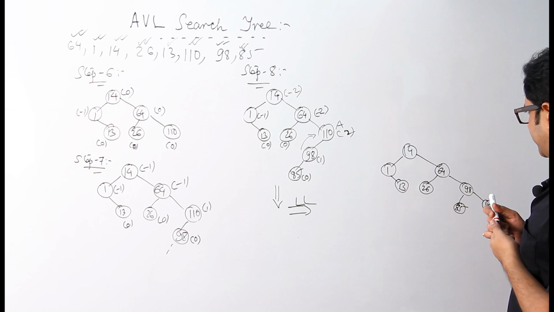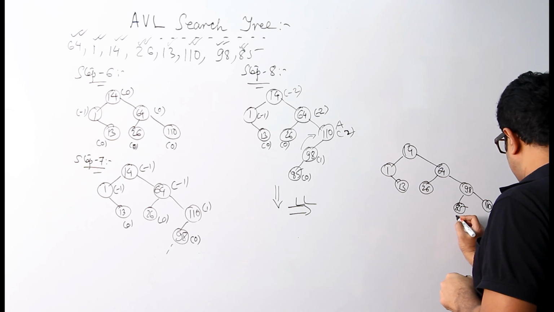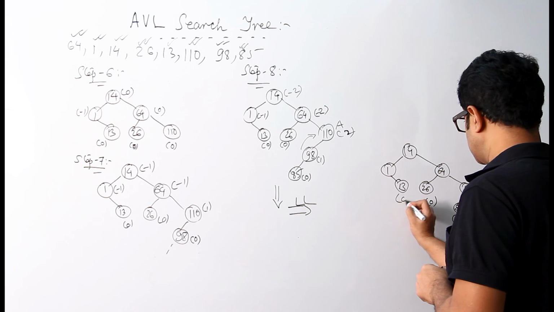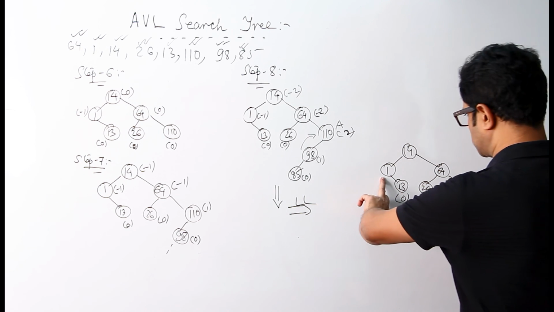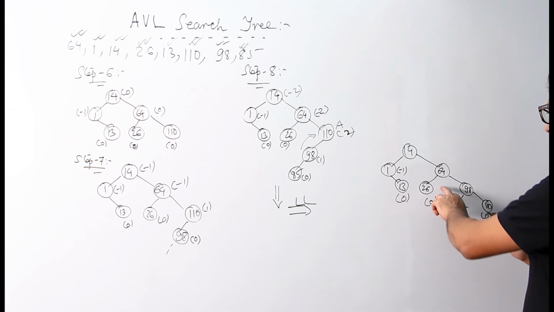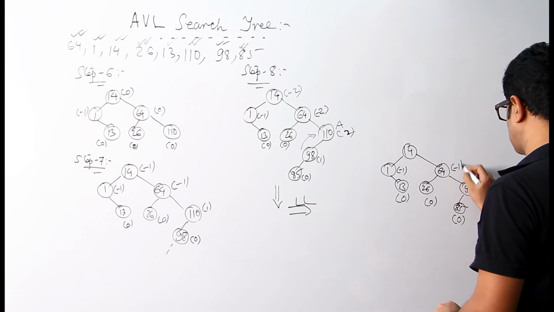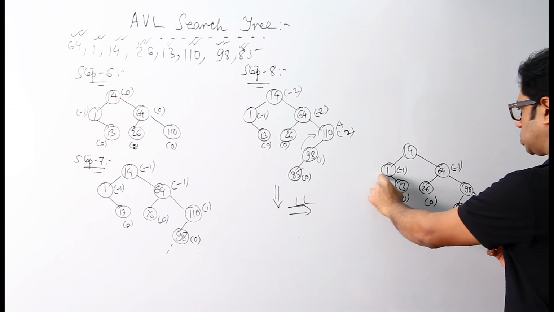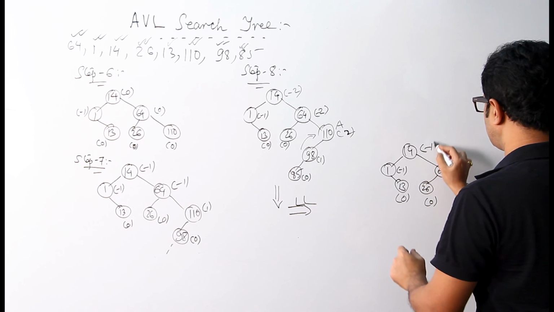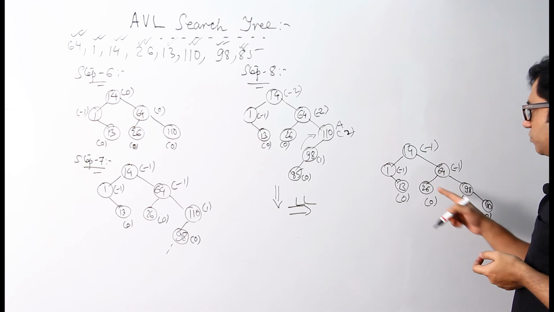So let us calculate the balance factors yet again. The balance factor of this leaf node is 0, this leaf node is 0, this is a leaf node, balance factor is 0, this is a leaf node, the balance factor is 0. The balance factor of this 1 is 0 minus 1, that is minus 1. The balance factor of this 64 is 1 minus 2, that is minus 1. The balance factor of this 14 is 2 minus 3, since 3 is the maximum, which means minus 1. And we see that all the balance factors are within the permissible range of values.